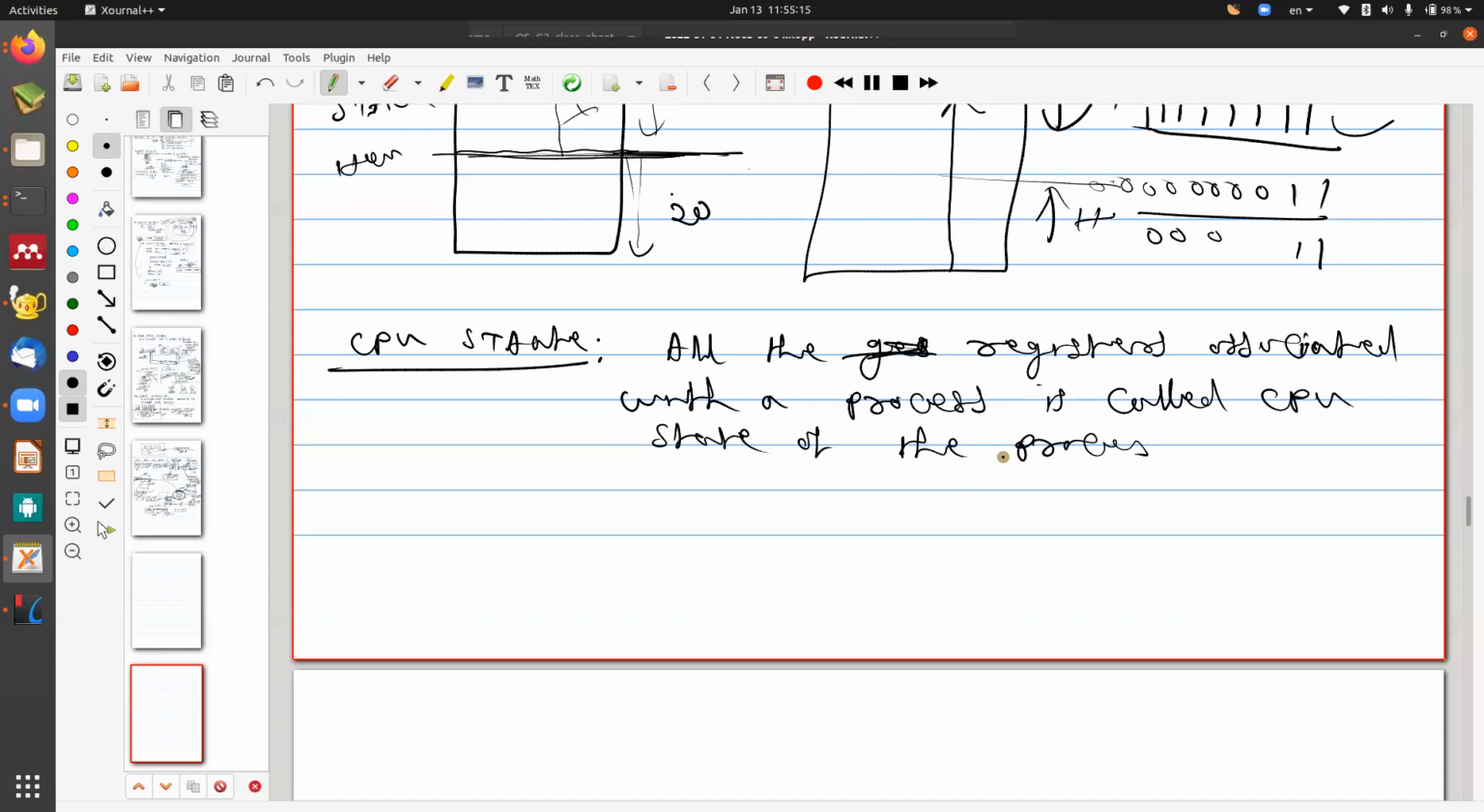There are a few basic registers, like the program counter. This is called a program counter. Instruction pointer, start segment register. Like this, there are a few registers. Along with this, there are some general purpose registers.